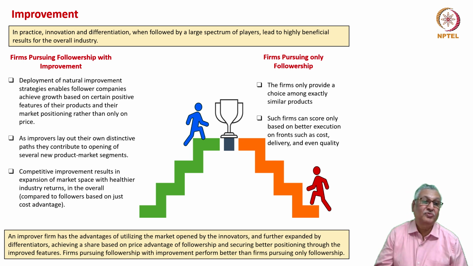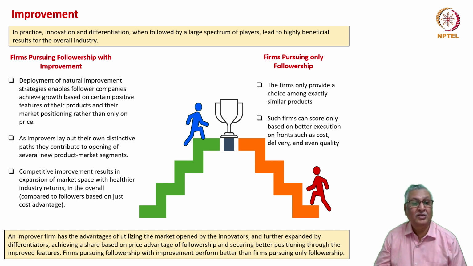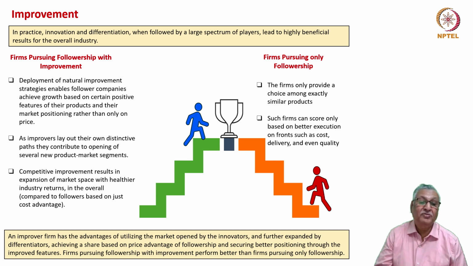But firms which combine followership with improvement are able to do a few things better. They deploy natural improvement strategies. Therefore, the growth is based on certain positive features of their products and their market positioning and not necessarily on price. And as improvers lay out their own distinctive paths, they also contribute to opening up of several new product market segments.